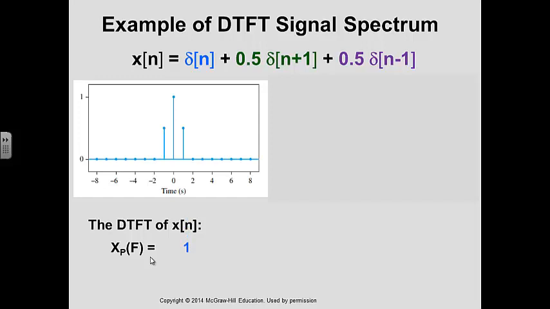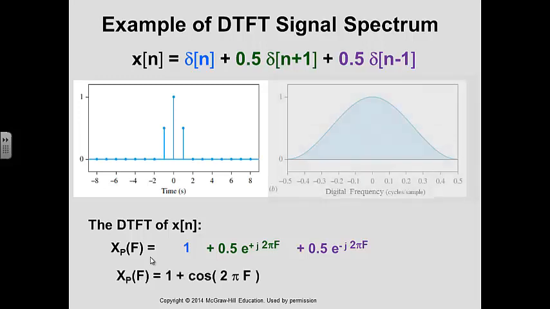So the delta transforms to a 1. The 1/2 delta of n plus 1 transforms to 1/2 times 1 times e to the plus j 2 pi f, shifting plus 1. And this one is 1/2 times e to the minus j 2 pi f because of the delta minus 1. And here I've got 1/2 e to the plus j something plus 1/2 e to the minus j something. That's a cosine. So this particular signal has an interesting frequency shape, frequency content in the principal range. It's a raised cosine function.